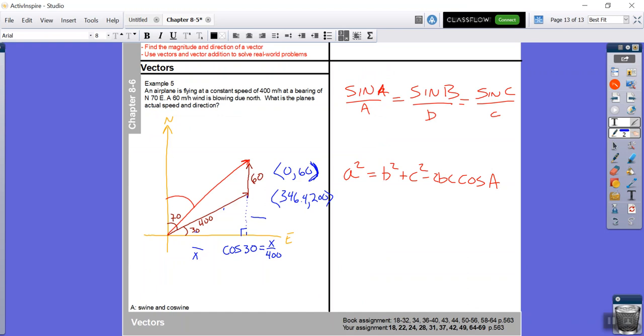Which means the resulting vector is going to be, I'm just adding these together. So 0 plus 346.4 is 346.4. Then add those, we get 260. And so now I can use the Pythagorean theorem to find my magnitude. I'm going to square 346.4, square 260, and then take the square root to get my magnitude.